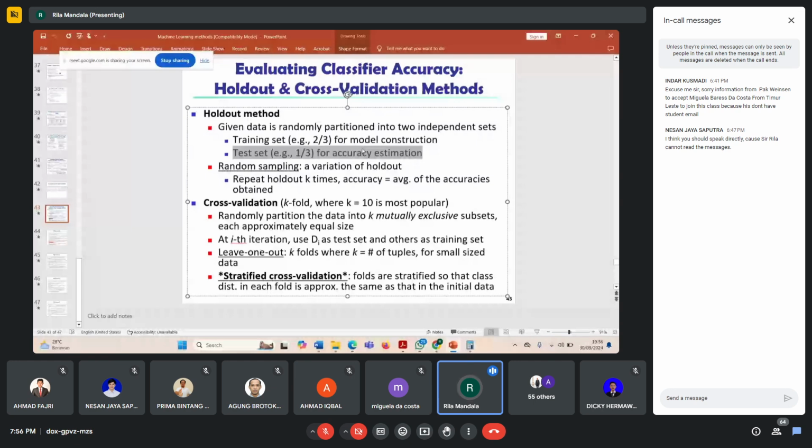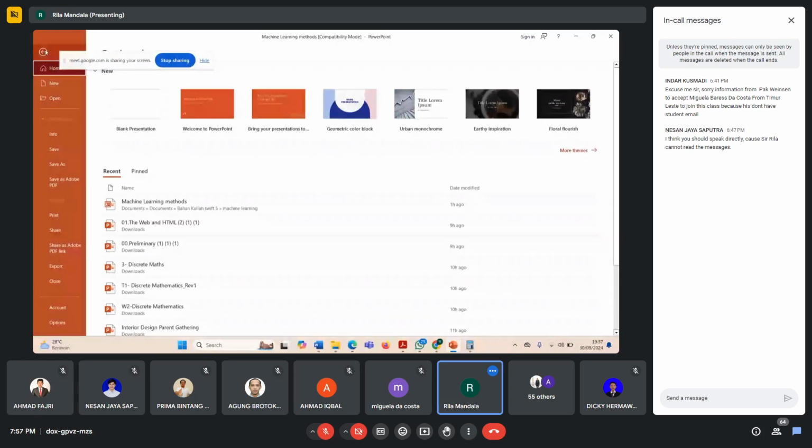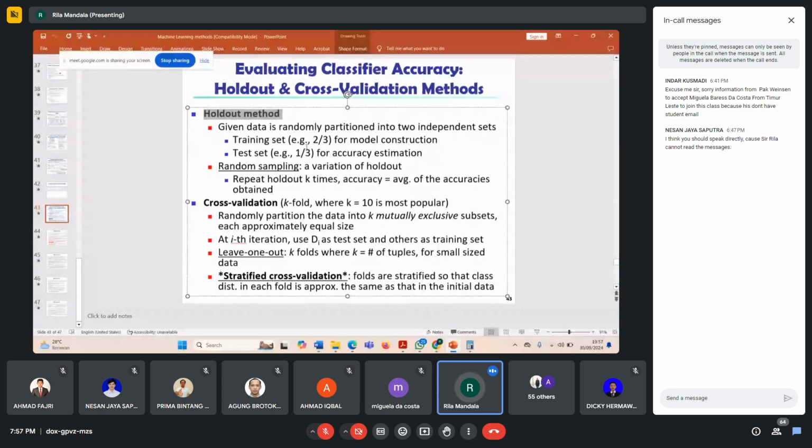Cannot be like that. Remember, why? Because it is not random. It is based on the sequence. In the holdout method, it has to be randomly chosen. Understand, all of you? Randomly chosen.